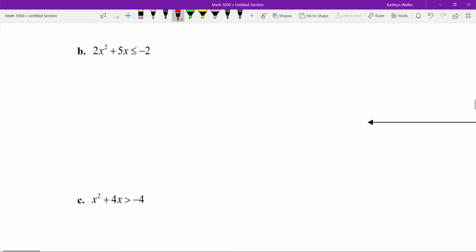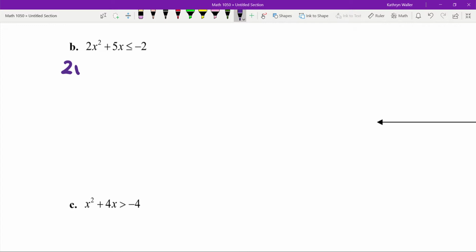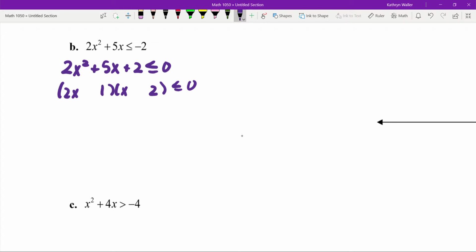Okay, here we go with question number B, nice and slowly. Step number 1, get a 0 on the right-hand side. So you're going to have 2x squared plus 5x plus 2 is less than or equal to 0. That's step 1. Step number 2 is to factor. So it's going to go to a 2x and a plain x. Two things that multiply together to give me 2 are 2 and 1. Signs are the same, they're both positive, so it factors like that.